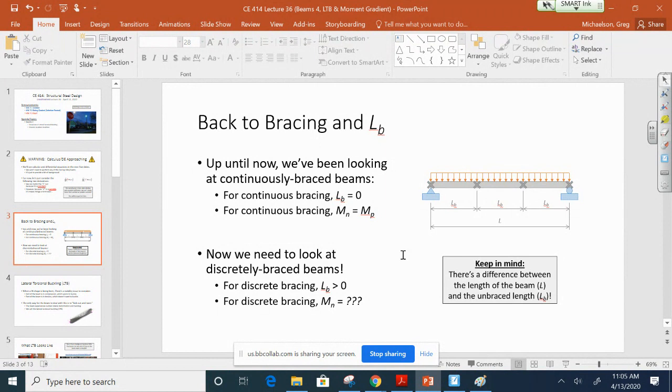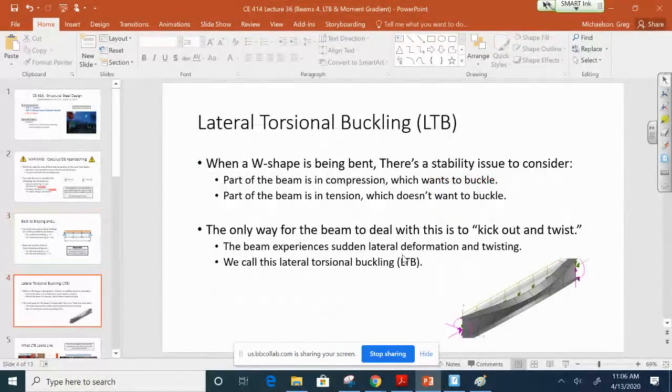For discretely braced beams, we know that LB is greater than 0, I should say. But we don't know what MN is. We don't know what its nominal moment capacity is. And the reason why is because what happens when a beam is discretely braced, quite frankly, is a bit interesting, a bit quirky, and a bit complicated.